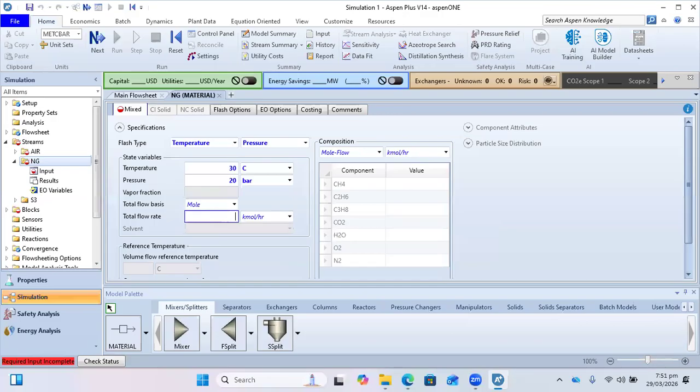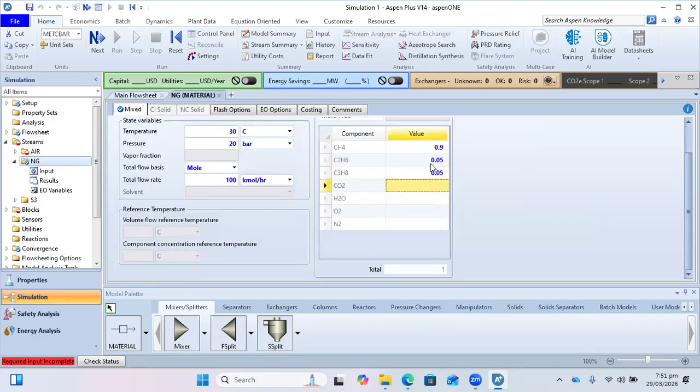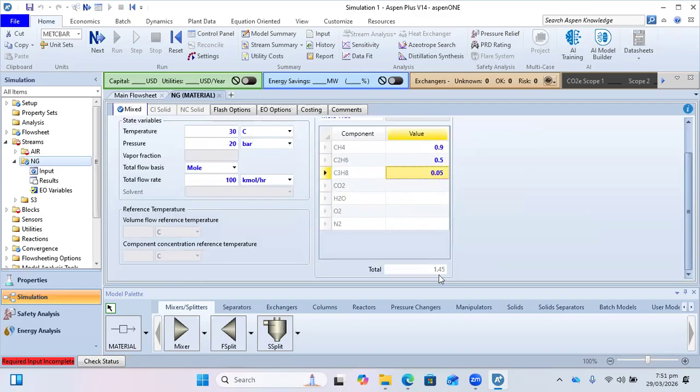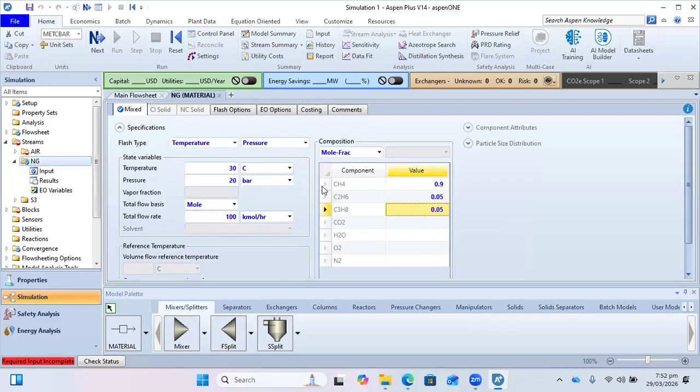And we are using, let's say, 100 kilomole per hour as our basis. Now, for the mole fractions, we're told that 90% was for methane, 5% was for ethane, and 5% was for propane. And when we check, the total is 1. So kindly always check the total so that you don't make mistakes, right? Because there was a time that I made the zero 0.5 instead of 0.05. When you check the total and realize that the mole fraction is more than 1, you know that there's an issue somewhere. So always check the total so that you are sure that you've not made any mistake. So that will be for the mole fraction.